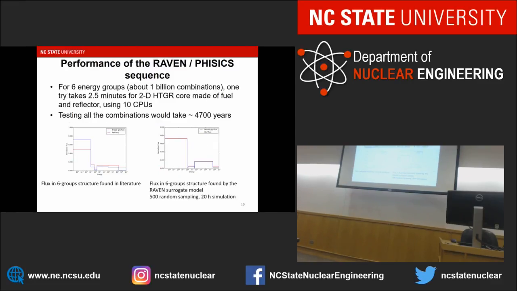So you have here an example. From a paper, I designed a 2D core, and you have in blue the reflux, in red what was in the literature, and here what the surrogate model can do on a 6-group structure based on 500 samples and 20 hours of simulation. So you can do actually pretty good stuff from there.